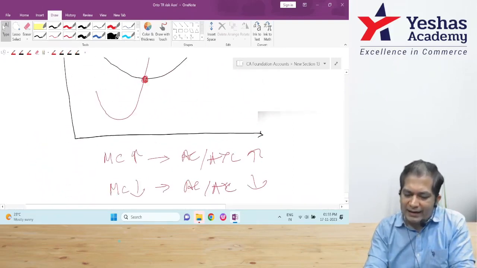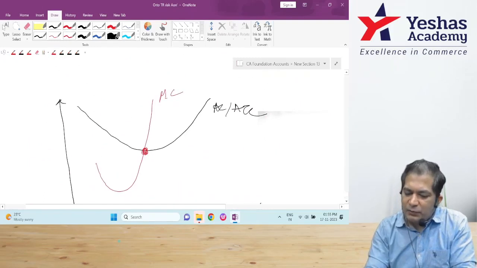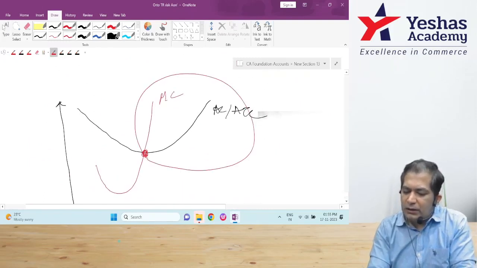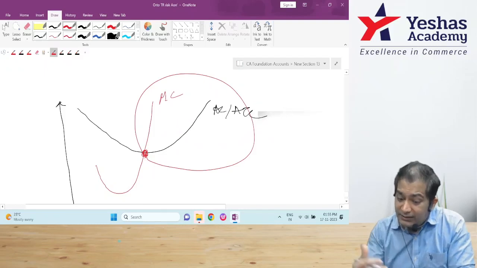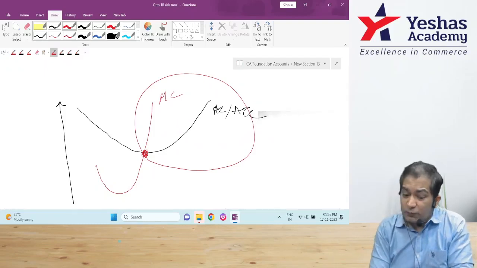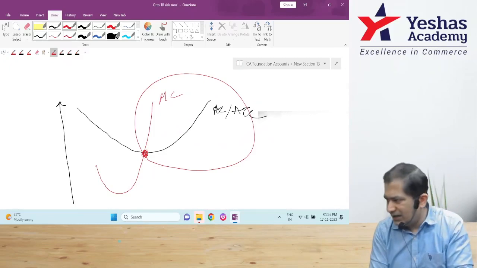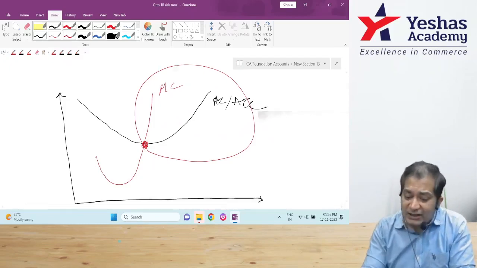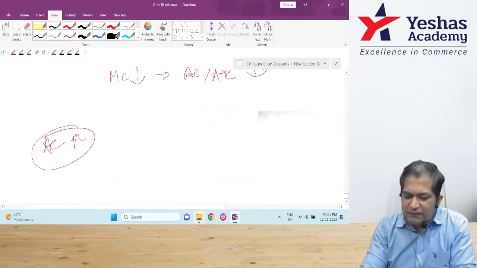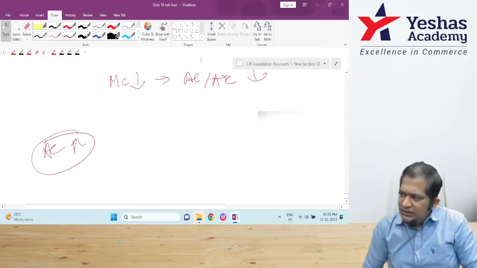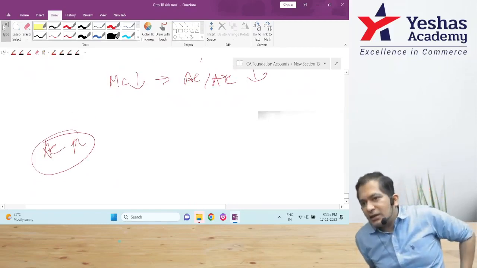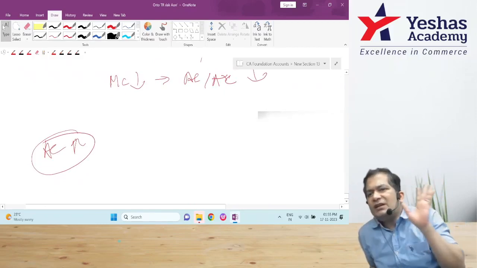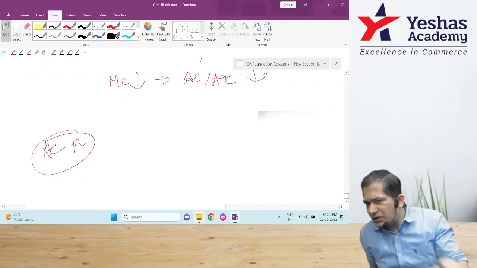Now from the diagram you can conclude. But they have not mentioned that AC or ATC has a positive slope with regard to MC being more than AC or ATC. But if they ask you, that is correct. If they ask you that AC is increasing, what can be concluded with regard to MC? Your answer should be nothing can be concluded. Because AC can increase even without any change in the level of output. Those three numericals are given to you.